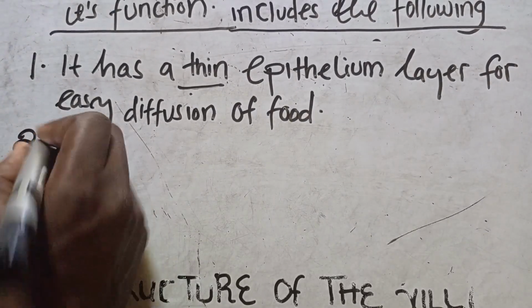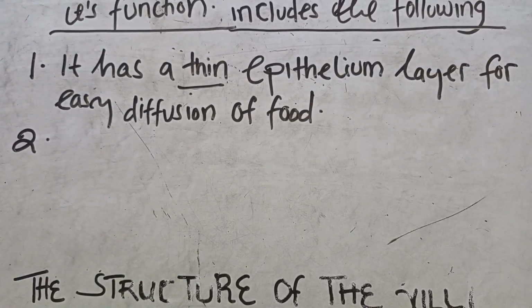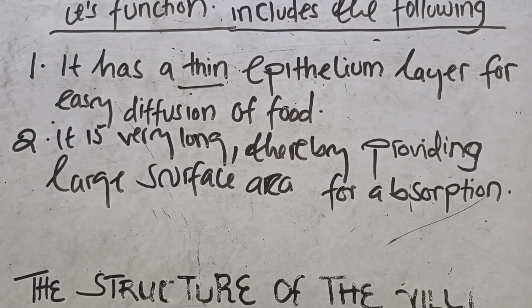Second, what we are talking about is that this ileum is long. It is very long in size, and this enables it to provide a large surface area for absorption. So it is very long, thereby providing a large surface area for absorption.